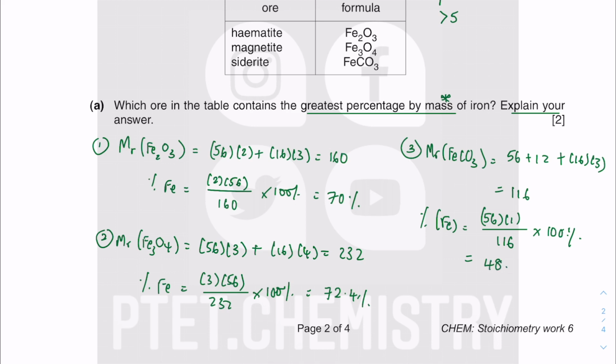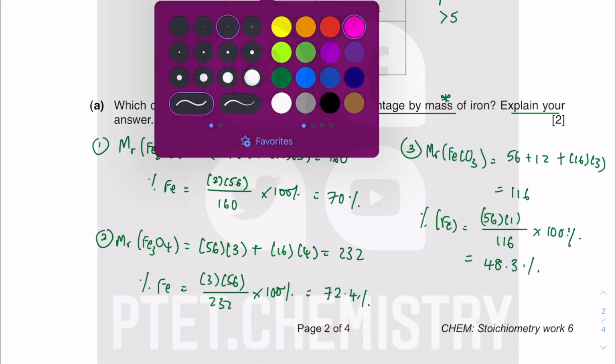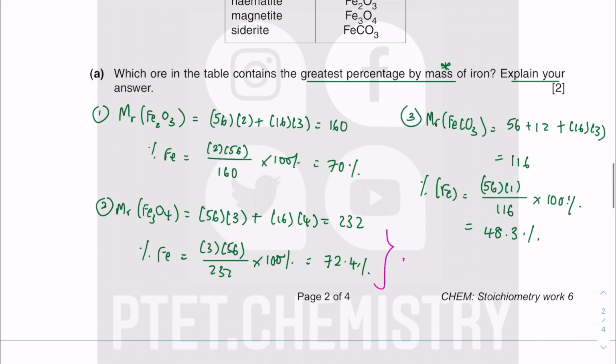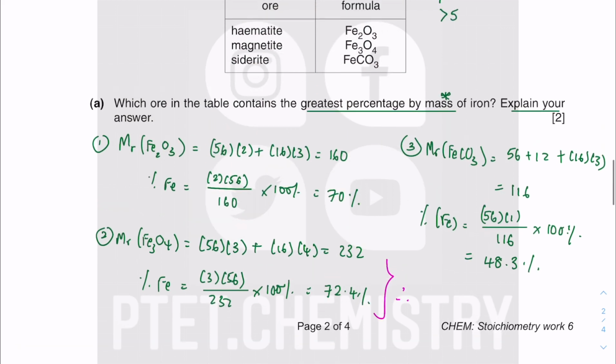So that is 48.3%. So out of all these 3, I hope you can see the greatest percentage by mass is going to be the 72.4. So therefore, 72.4 is the Fe3O4, which is magnetite. And when they ask for an explanation, I have just explained it by showing the working, all right, showing the working to work out the MR and then the percentage of iron. That is my explanation, and I got the answer just like that for those last 2 marks there.